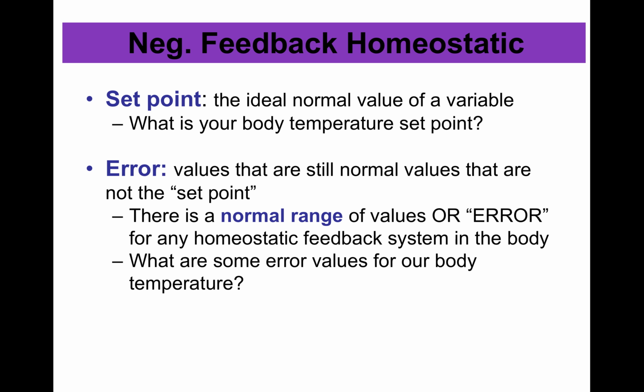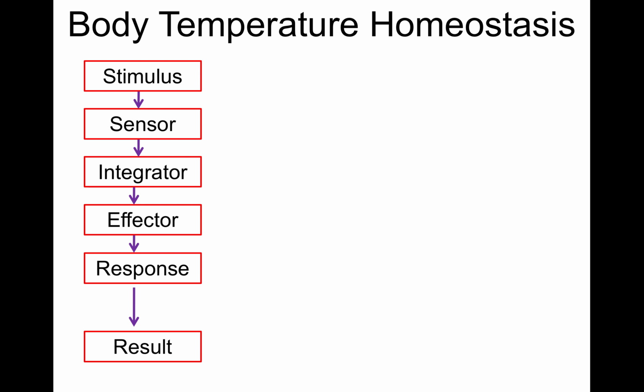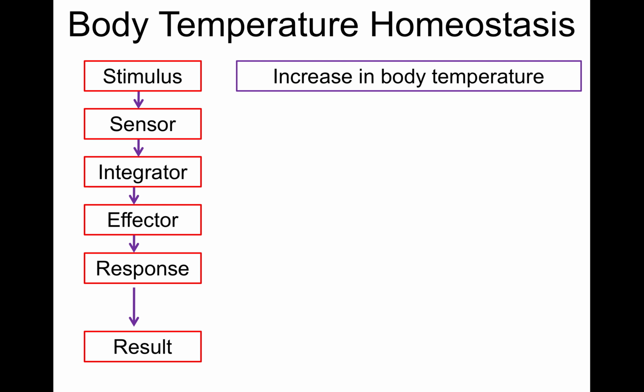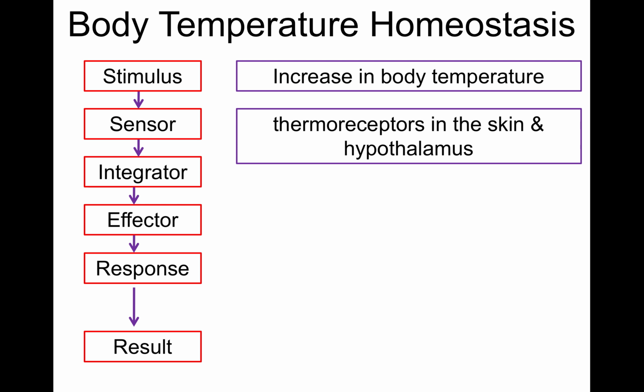Now, if you go above or below this error point, then that's what triggers your homeostatic feedback loop. So let's take a look at the example for body temperature. As I mentioned, the stimulus would be increase in body temperature. It could as easily be decrease in body temperature. What identifies the change in body temperature would be thermal receptors, thermal as in temperature, receptors as receptors, that are present in two locations, a skin and a gland inside your brain called hypothalamus.